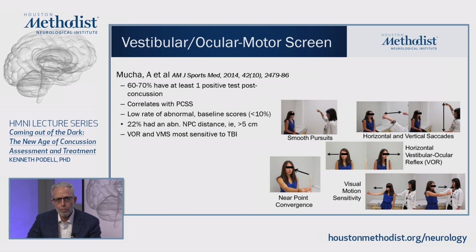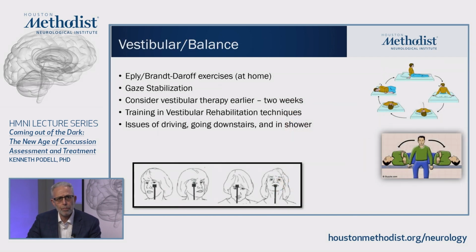And a very nice screen, the vestibular ocular motor screen, was developed in 2014 by Mucha out of the University of Pittsburgh. It's a very nice, quick assessment. Once you're proficient in it, it could take you about 3 minutes to go through, and it will measure aspects of vestibular, ocular, and ocular motor functions that will be sensitive to concussions. Typically, 70% of individuals acutely after a concussion will have a deficit on the test.